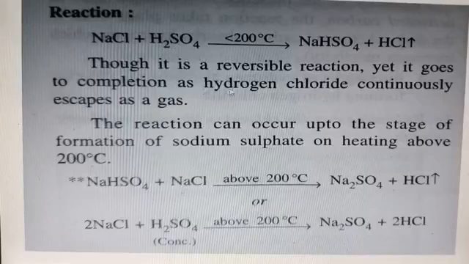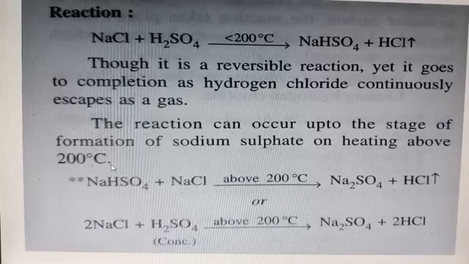But why does the reaction continuously go on? The reaction completes because the hydrogen chloride which is formed will not be there with sodium hydrogen sulfate, but escapes out. As a result, the reaction will not be reversible. The reaction can occur up to the stage of formation of sodium sulfate on heating above 200 degrees Celsius.